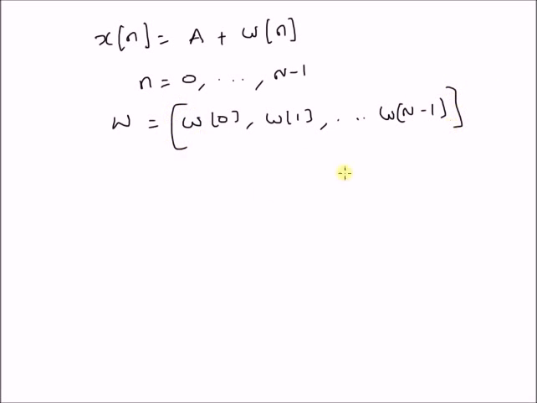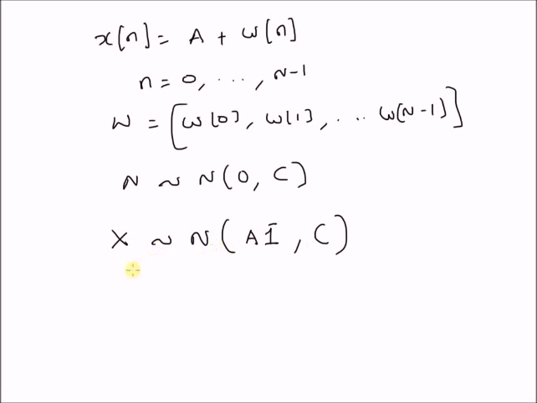So this noise vector has a Gaussian distribution with mean equal to 0 and covariance equal to the matrix C. Given this structure, we want to derive the CRB for the estimator of the parameter A. As a result of this model, the model for the observation vector x is clearly a Gaussian distribution with mean equal to A times a vector 1 and the covariance matrix equal to C.